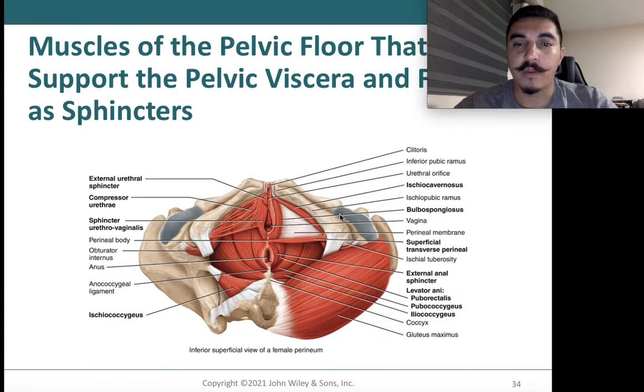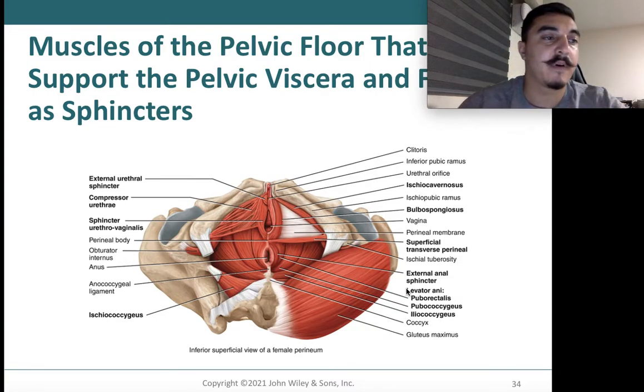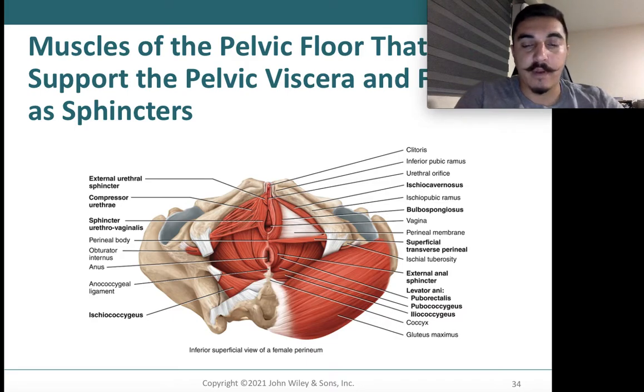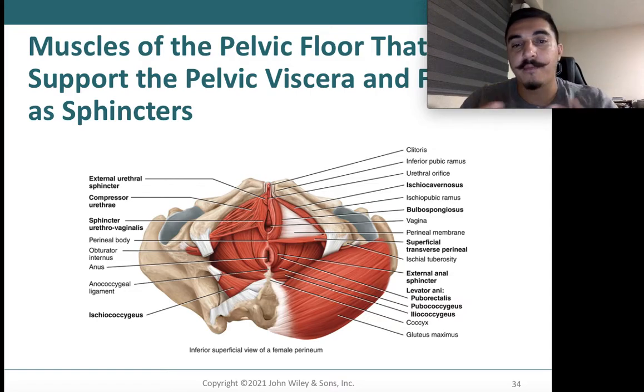The bulbospongiosus, so it's right here at an angle. The ischiocavernosus as well, the ischium, levator ani, puborectalis, pubococcygeus, iliococcygeus. Okay, so different muscles that have different functions are going to help with those sphincters, for contracting, relaxing, compressing the sphincters and decreasing that opening, right?